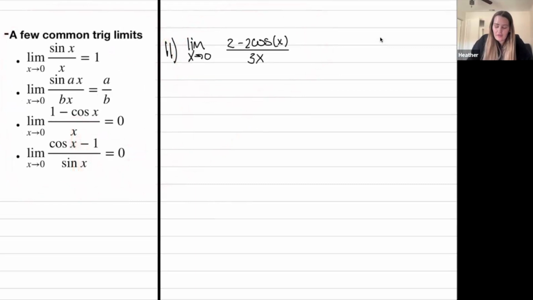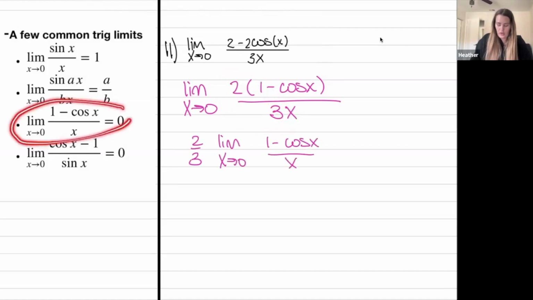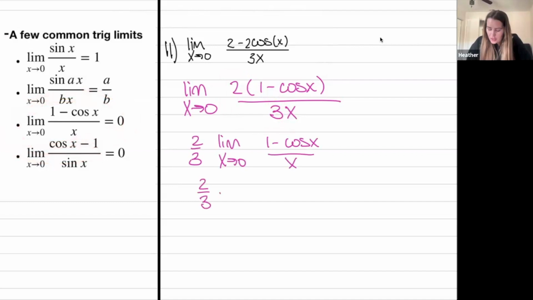So first I've noticed that I can factor on the top. So let's try that. I'm going to take out a 2, and I'm left with 1 minus cosine x over 3x. From our limit laws, we remember that we can pull out a constant, right? So I'm going to go ahead and do that. I got 2/3 out in front, and then the limit as x approaches 0 of 1 minus cosine x over x. Wow, we did it. I know that one. That's going to be 0. So I have 2/3 times 0, which happens to be 0 again.